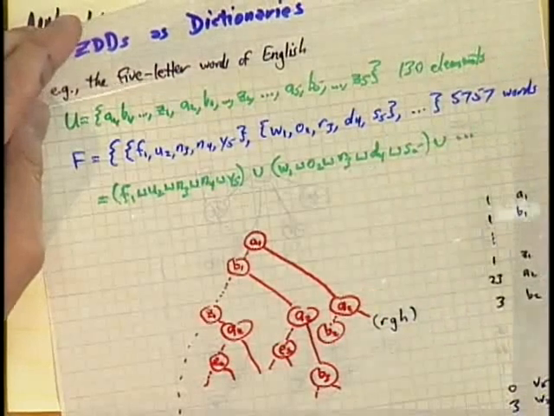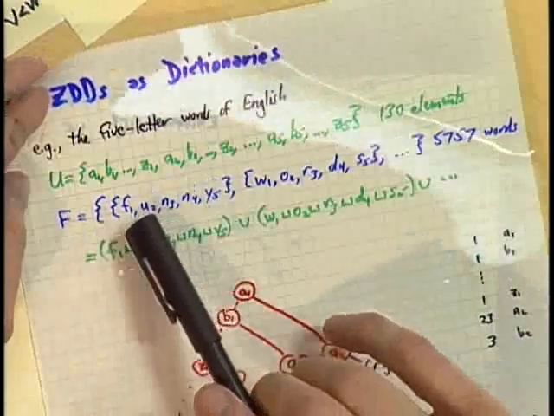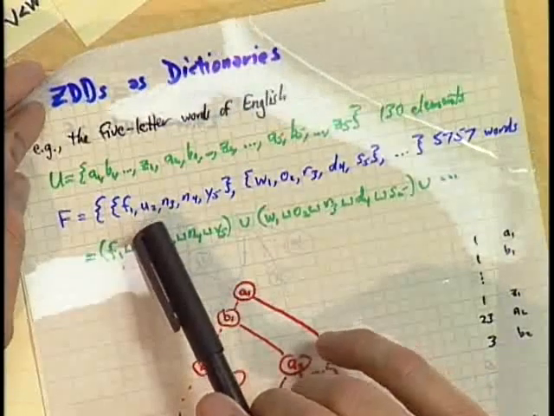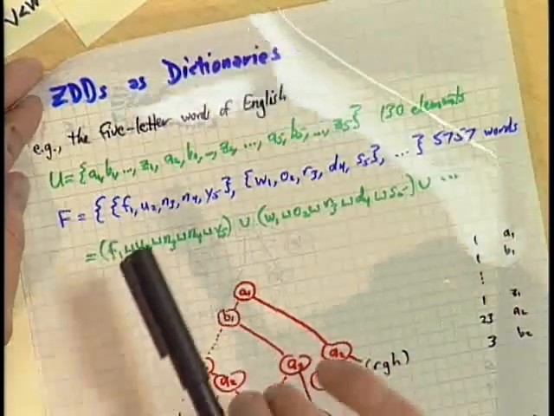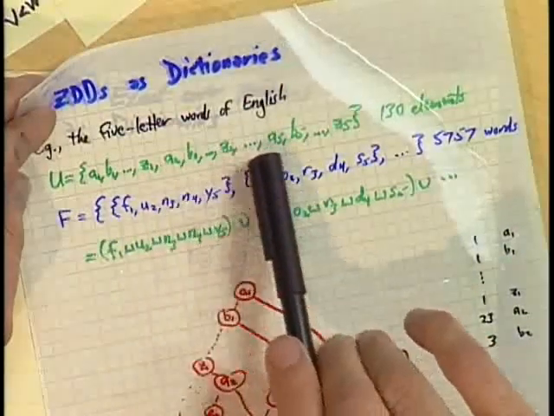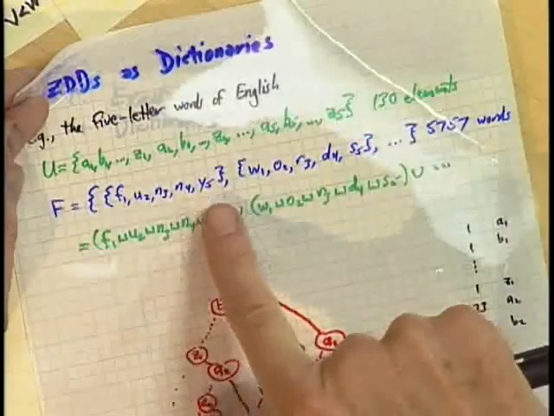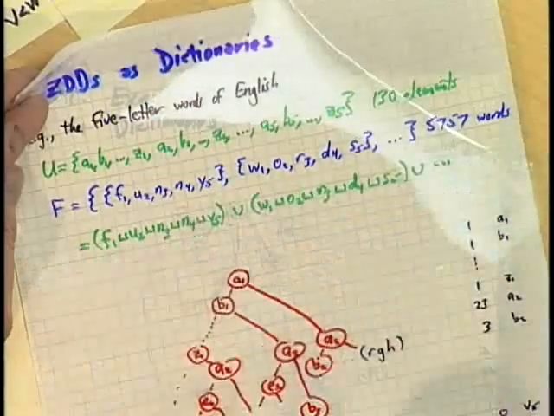I decided in 1995 to define exactly what it means to be a five-letter word of English. That was before I knew the word chads and a few other words that have come up later, like blogs. But anyway, these are my words. Here I do it something like I did with the L's and R's for the parentheses. I have 130 elements of my universe, A1 through Z1, A2 through Z2, and so on, A5 through Z5, and the word funny would be represented as a set F1, U2, N3, N4, Y5.